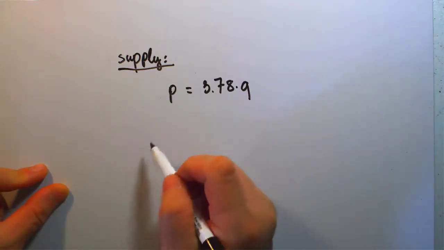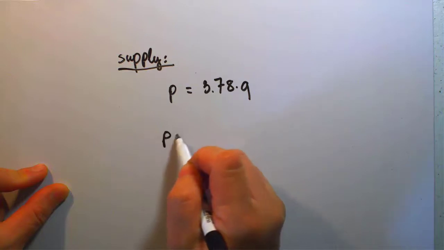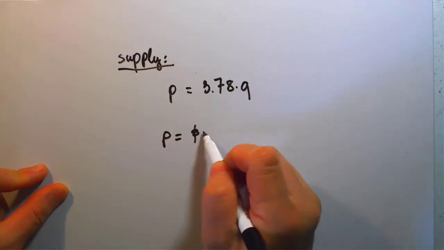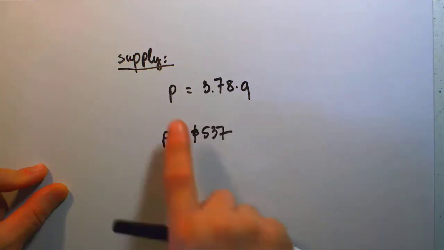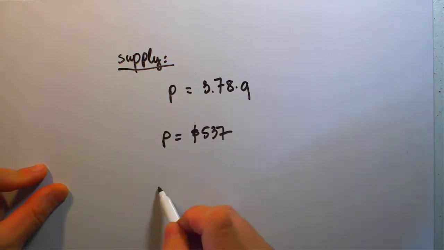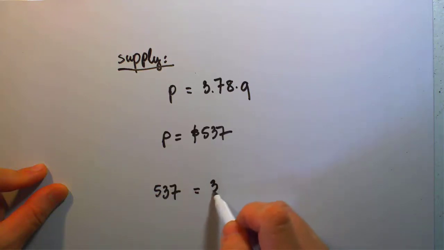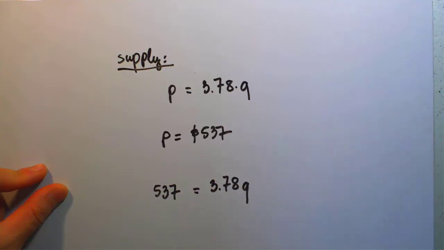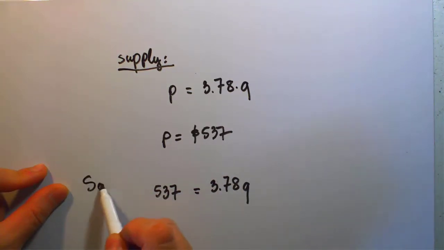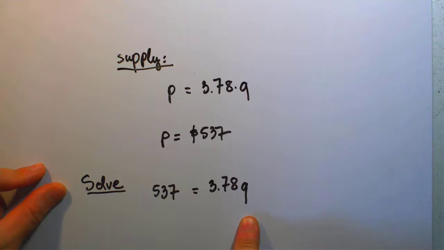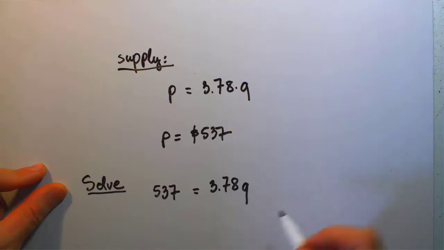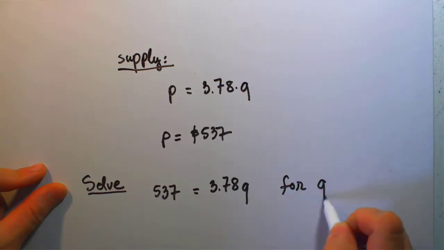And so that is nothing but substituting. By the way, let me write it down right here: when P equals $537, we substitute that value for P into our supply equation. Here we produce for ourselves an equation: 537 equals 3.78 Q. Now at this point we have an equation to solve, and remember our goal is to find the quantity supplied when the price is 537. So we solve this equation for Q.